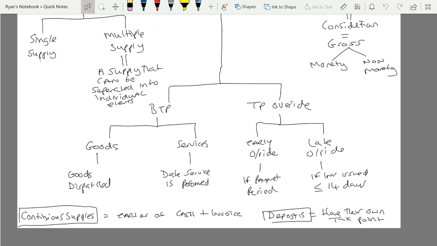Likewise, if I pay for a good, so I may pay for something on Amazon, I pay for it now, but I've not yet received it, it's not yet been dispatched, or it's not yet been received by me. The early override means that actually the tax point is created when the cash has changed hands.